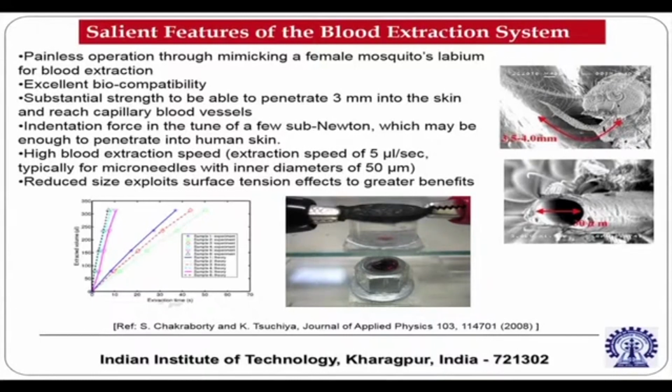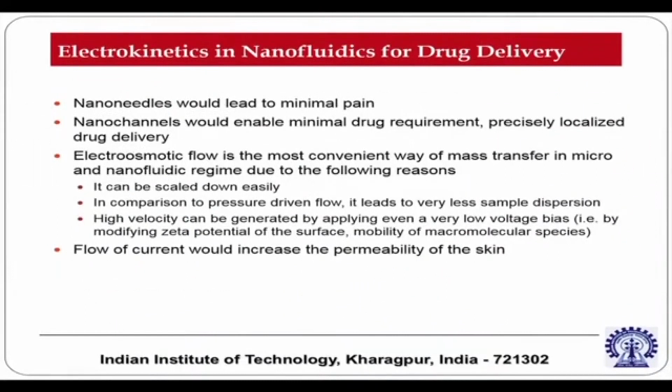This is excellently biocompatible. It has substantial strength to penetrate about 3 millimeter into the skin. Indentation force is in the tune of few subnewton, which may be enough to penetrate the human skin. There is a high blood extraction speed of about 5 microliter per second, typically for microneedles with inner diameters of around 50 microns, which is close to the 30 microns of dimension of the female mosquito's labium.